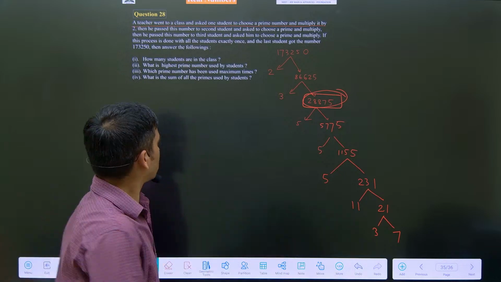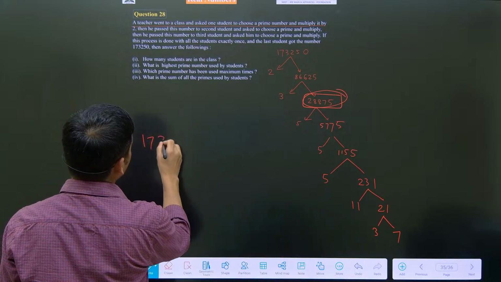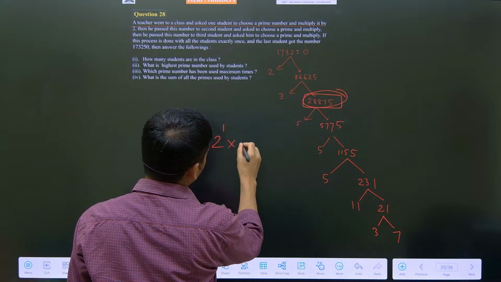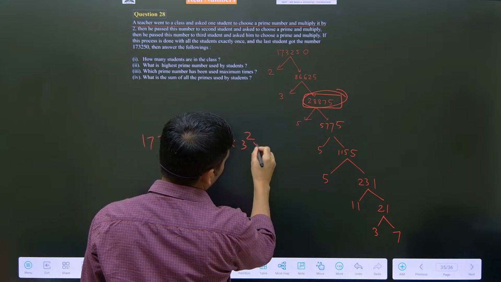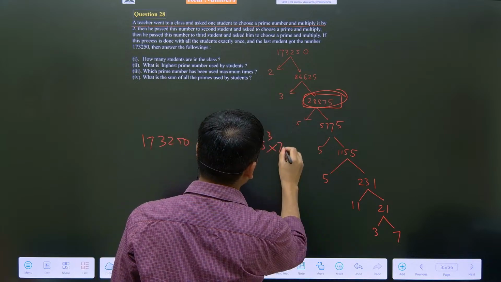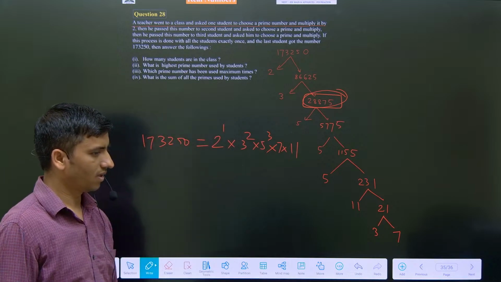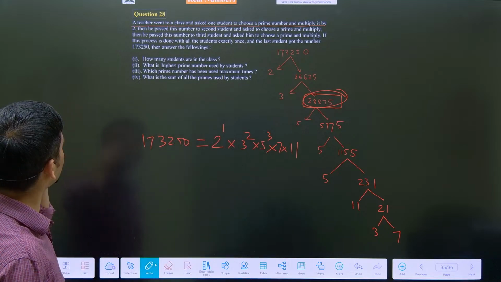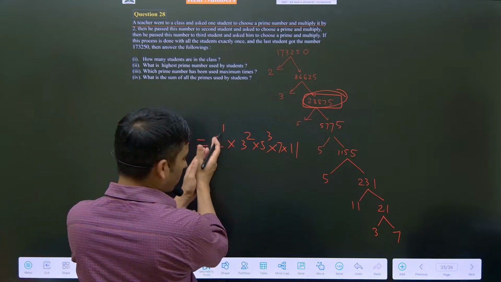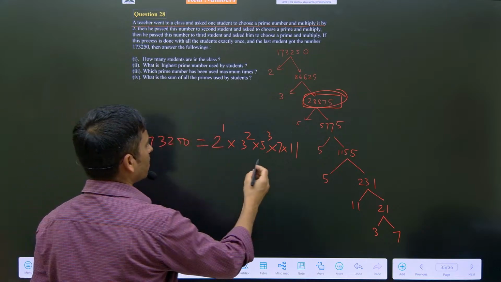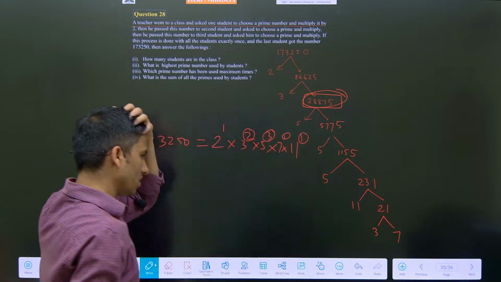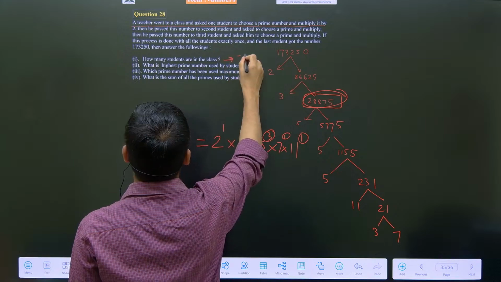So finally what we are getting: 173250 can be written as 2 raised to 1 into 3 raised to 2 into 5 raised to 3 into 7 into 11, right? Now let's answer those questions. How many students are in the class? It has to be, because 2 was the number chosen by the teacher, 2 plus 3 plus 1 plus 1, 7. Total number of students in the class is 7.